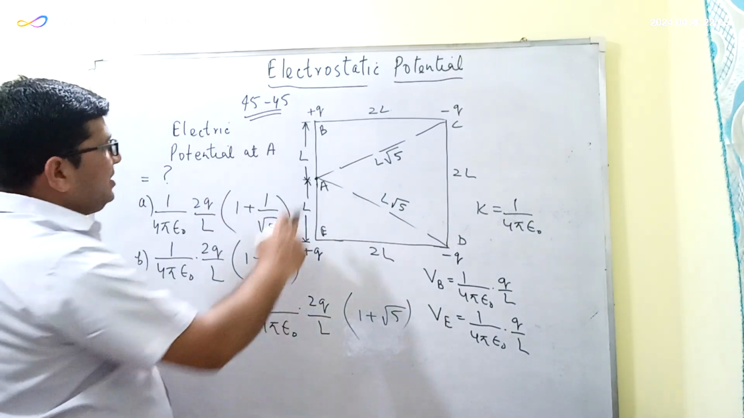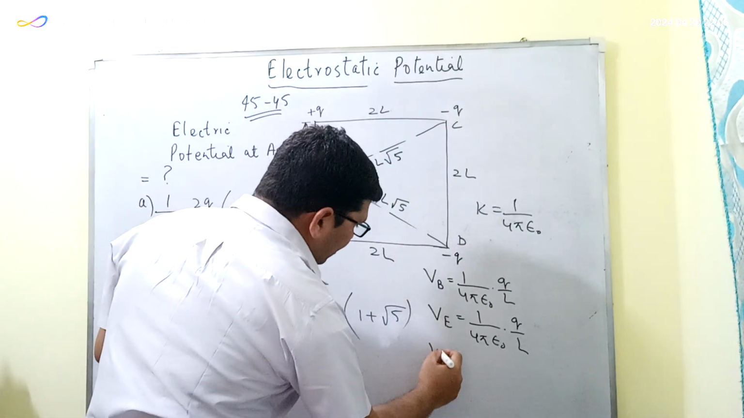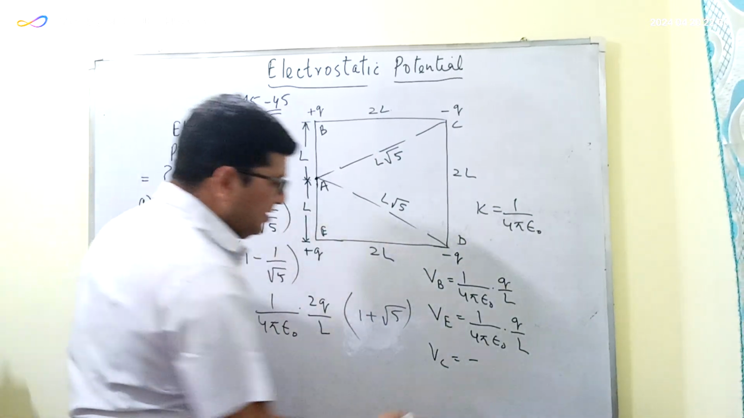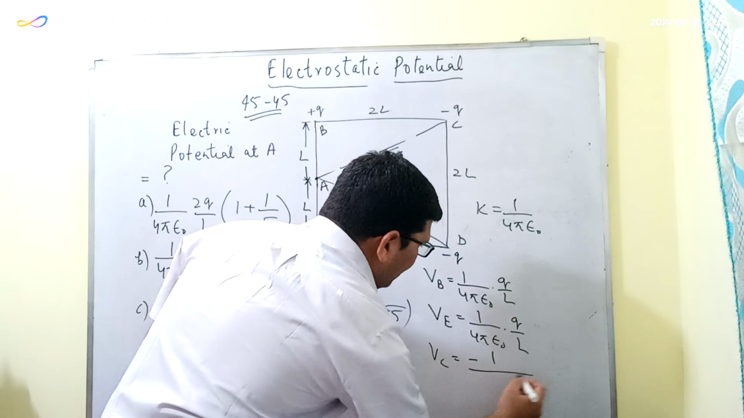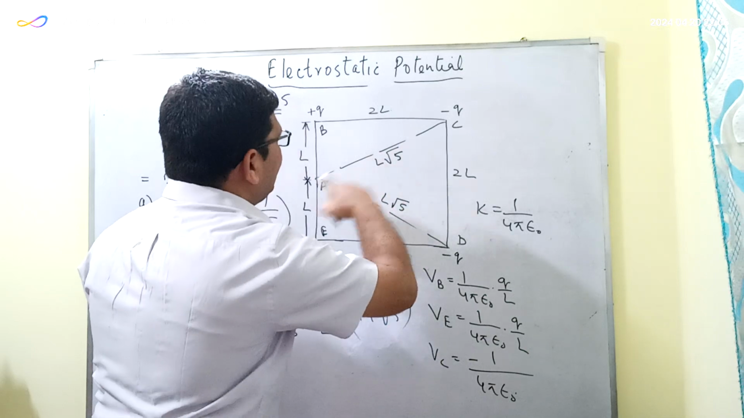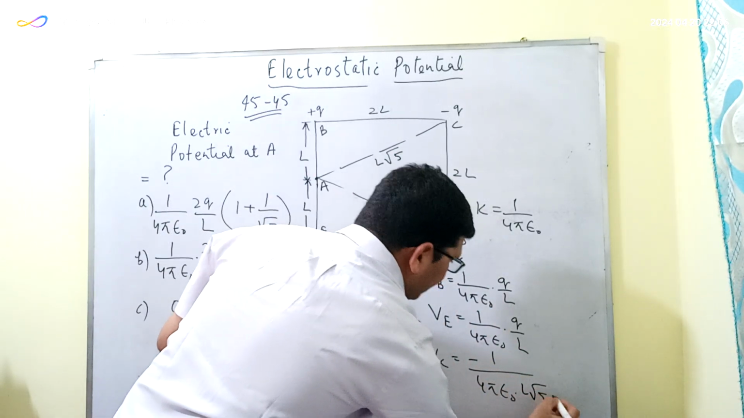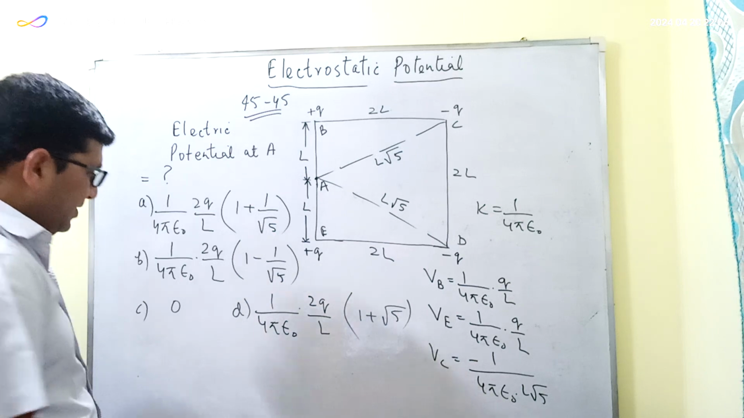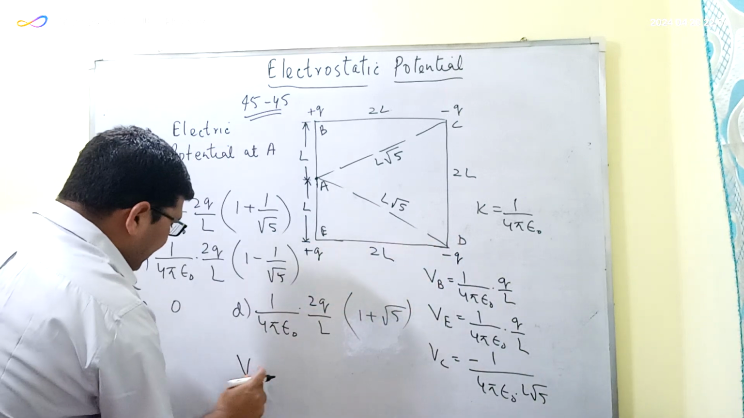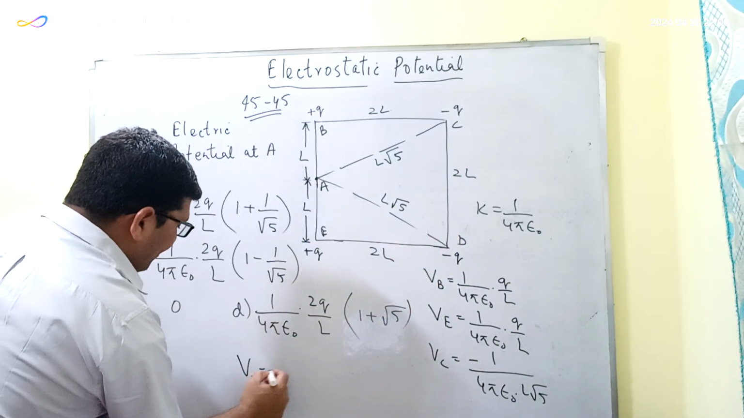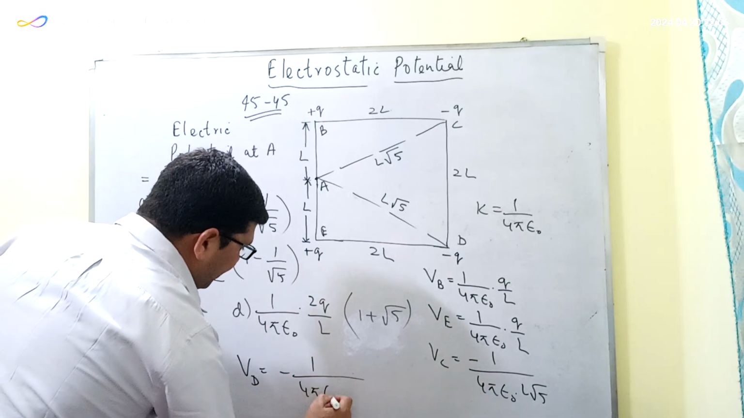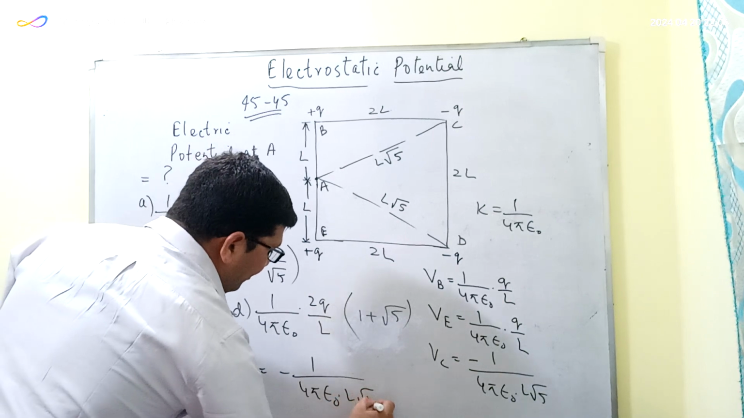Yes. Now the potential due to this charge, that is minus Q, let us say this is VC. This will be equal to minus, because this is a negative charge, minus 1 by 4 pi epsilon naught Q upon L root 5. Okay? Yes, sir. Now VC is done. Now the potential due to this charge minus Q, which is placed at D, I am denoting this as VD. This will be equal to, again, minus 1 by 4 pi epsilon naught Q upon L root 5.